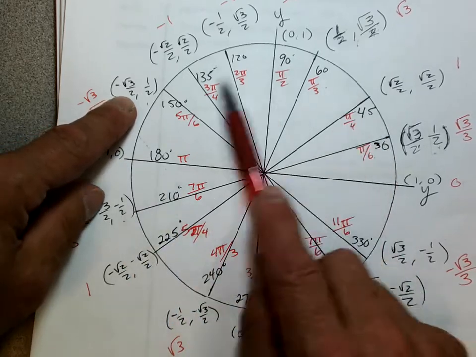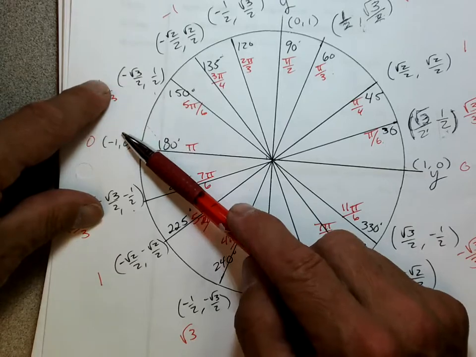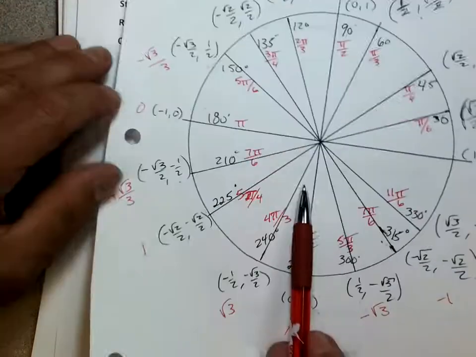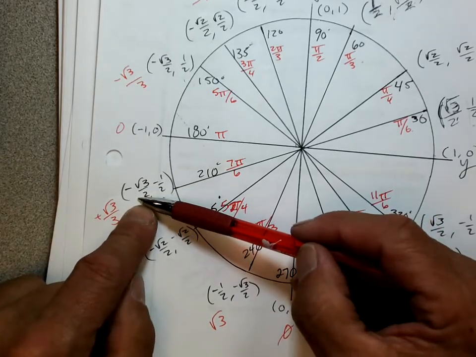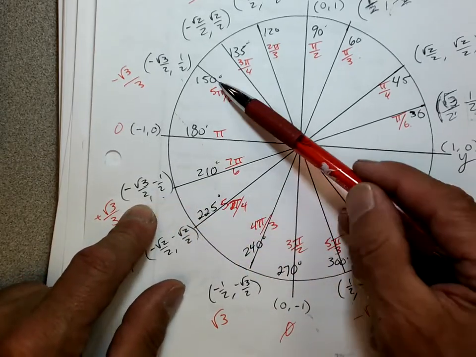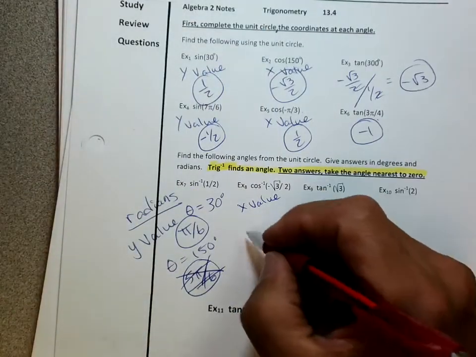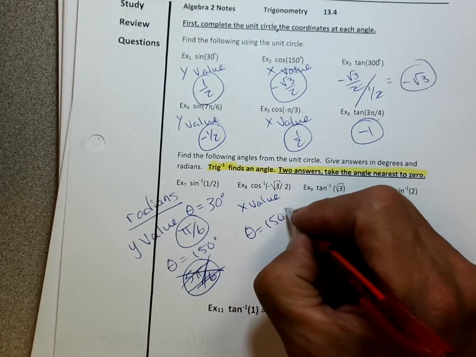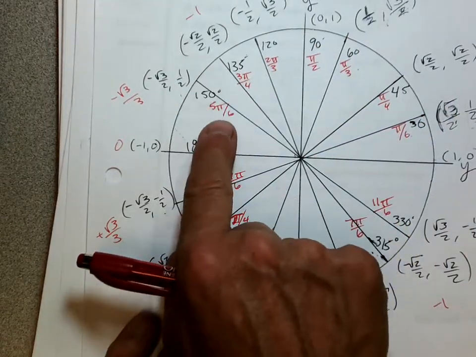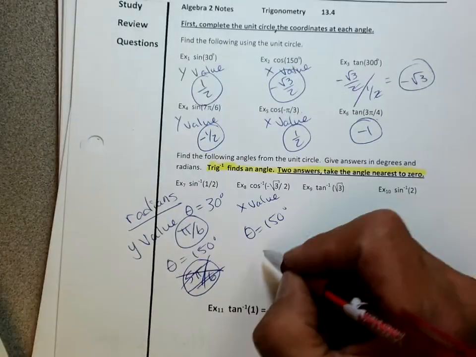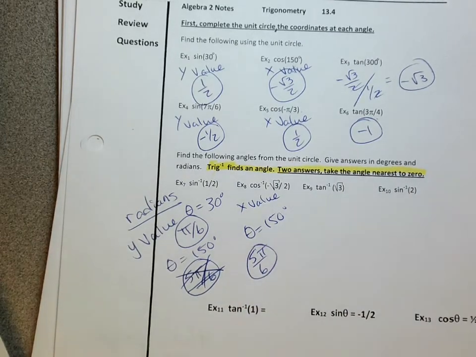Okay, so this is 150 degrees. Here's one, and then if I keep going to the other one, all the way over to here is the second one. I don't want the second one because that's 210 degrees. I want the closest one, which is 150. So theta is equal to 150 degrees, but let's use the radian instead. 5 pi/6. That's the answer I want.